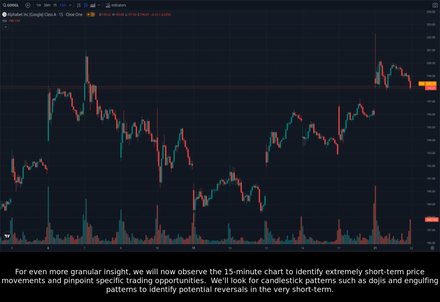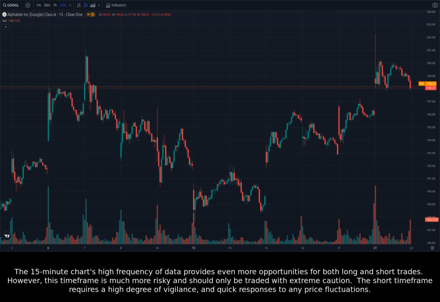We'll look for candlestick patterns such as dojis and engulfing patterns to identify potential reversals in the very short term. The 15-minute chart's high frequency of data provides even more opportunities for both long and short trades. However, this time frame is much more risky and should only be traded with extreme caution. The short time frame requires a high degree of vigilance and quick responses to any price fluctuations.